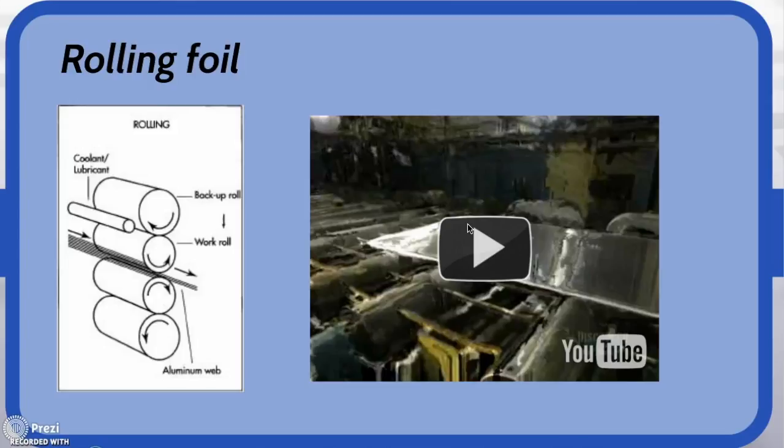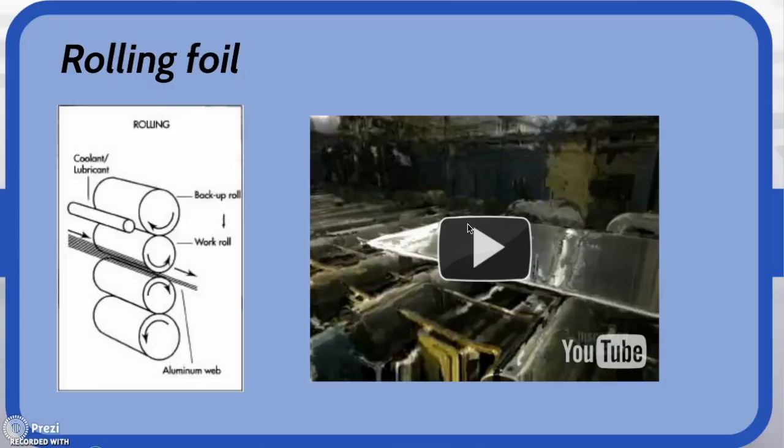Rolling produces two natural finishes on the foil, the bright and the matte. The bright finish is produced when the foil comes in contact with the work roll surface. To produce the matte finish, two sheets must be packed together and rolled simultaneously. When this is done, the sides that are touching each other end up with a matte finish.